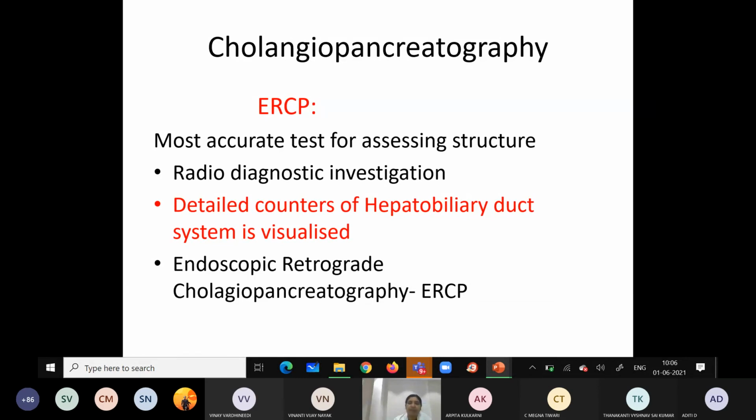ERCP is endoscopic retrograde cholangiopancreatography, right? What is it? It's a special radiodiagnostic investigation where the detailed contours of the hepatobiliary duct are visualized, and it is one of the most accurate tests. Nowadays, the facility is there for endoscopic retrograde cholangiography. So they go for this rather than other tests in case of suspected cancer, so that the visualization of the hepatobiliary duct is done properly.